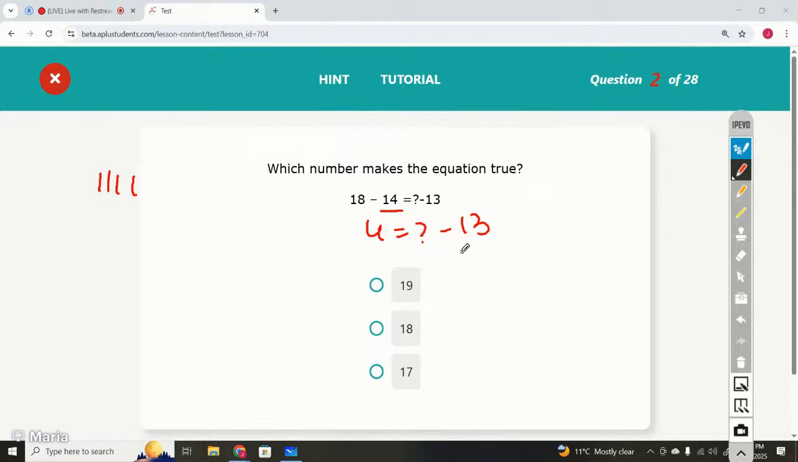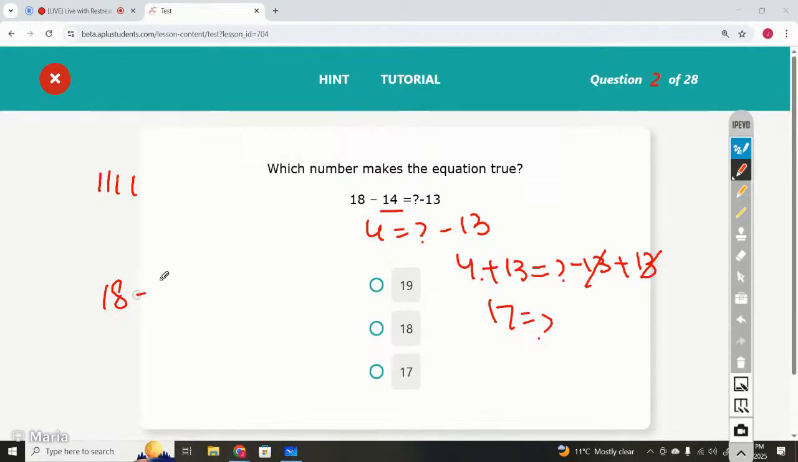So we need to add 13 to both sides. 4 plus 13 equals the missing number minus 13 plus 13. So 13 minus 13 makes 0 and 13 plus 4 makes 17. So that means the missing number is 17. 17 is the number that can keep this equation balanced.